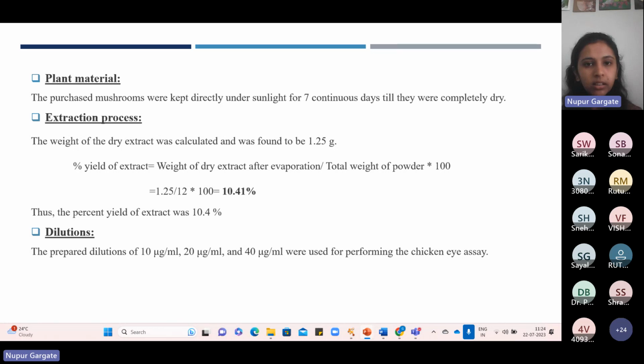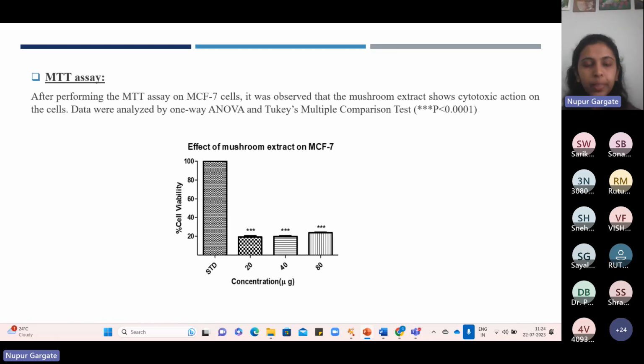Then the plant material was kept under sunlight for 7 days. The extraction process was done, and the weight of the dry extract was found to be 1.25 gram. Dilutions of 10, 20 and 40 microgram per ml concentration were prepared and were used for the MTT assay and chicken eye assay. So these are the results which were obtained from the MTT assay.